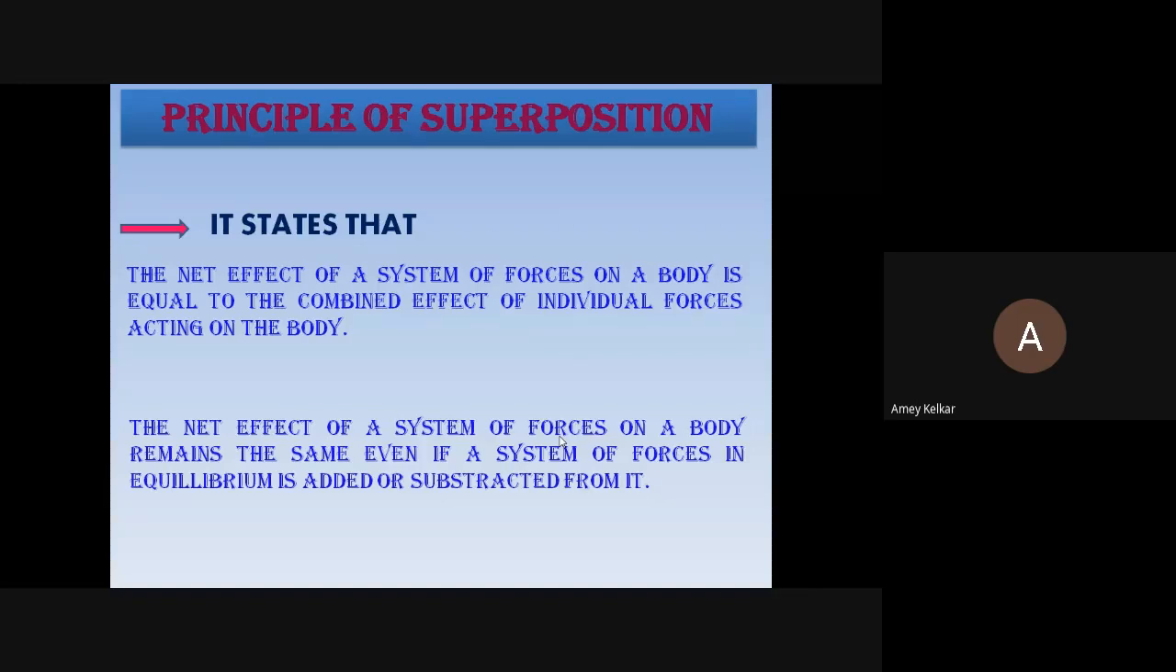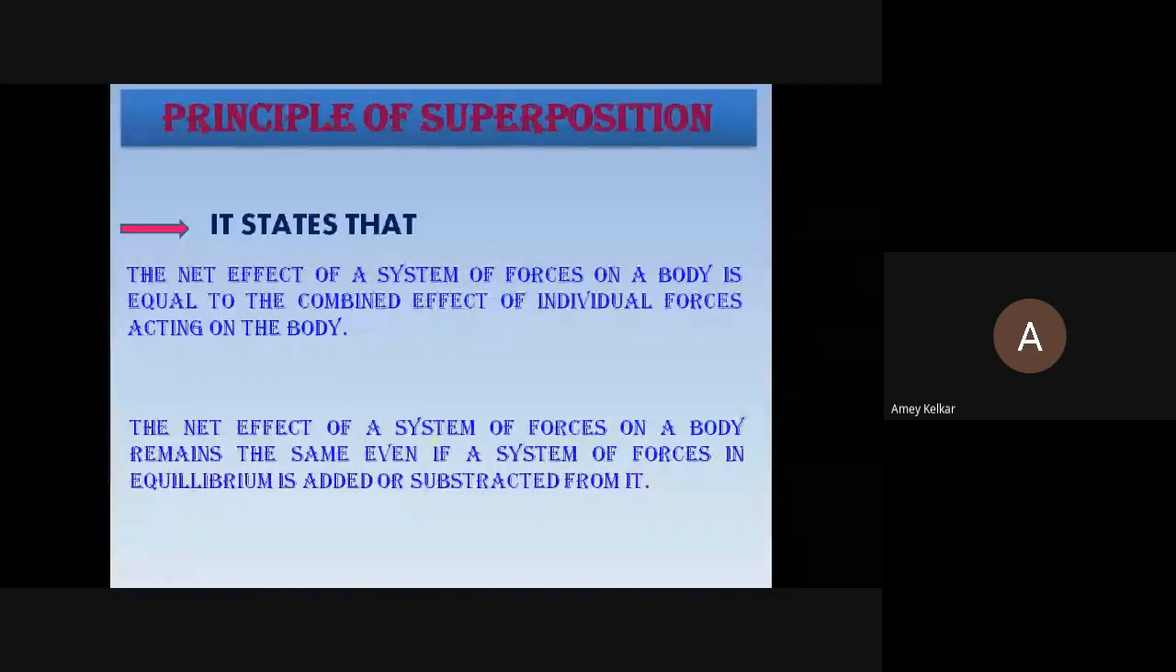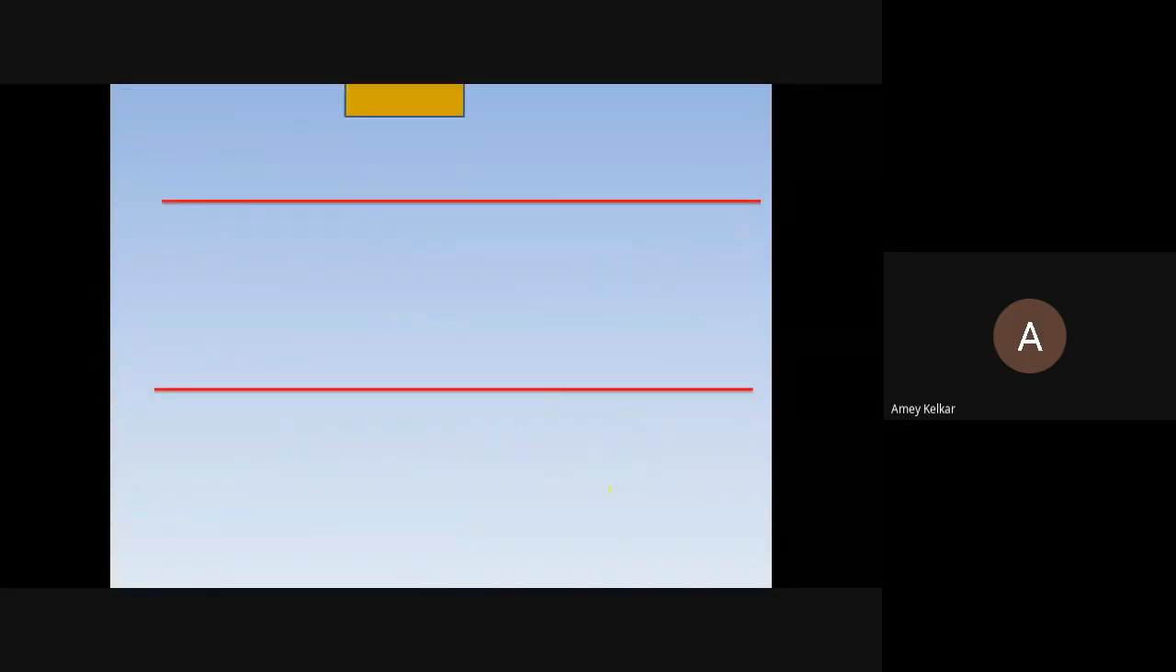Now the second part is: the net effect of a system of forces on a body remains the same even if a system of forces in equilibrium is added or subtracted from it. In this sentence, what is important here is this part: even if a system in equilibrium is added or subtracted. Let's better see it with an example so things will become clear.